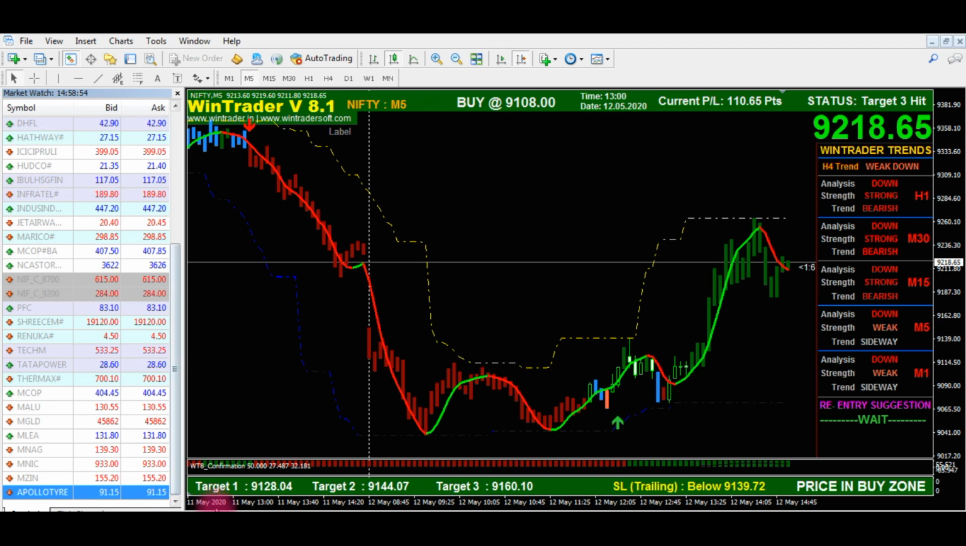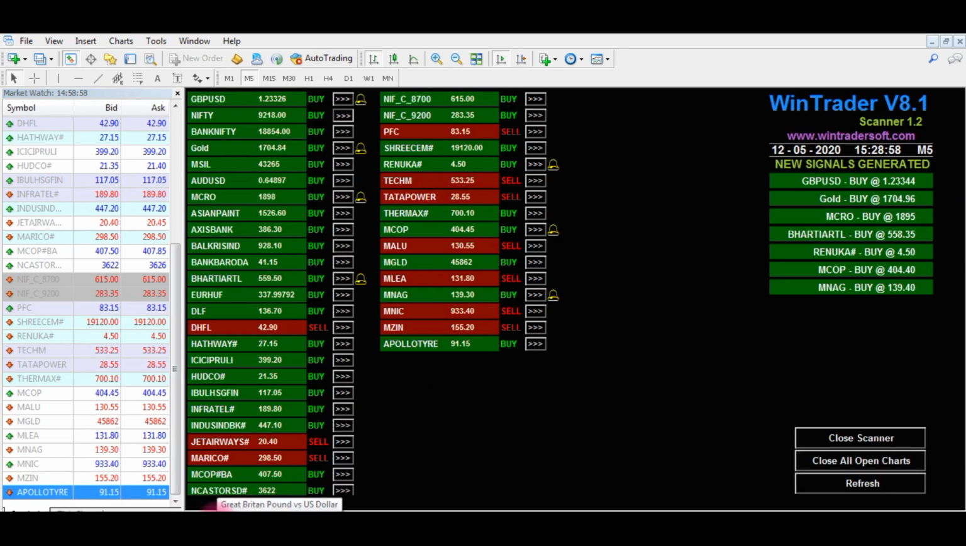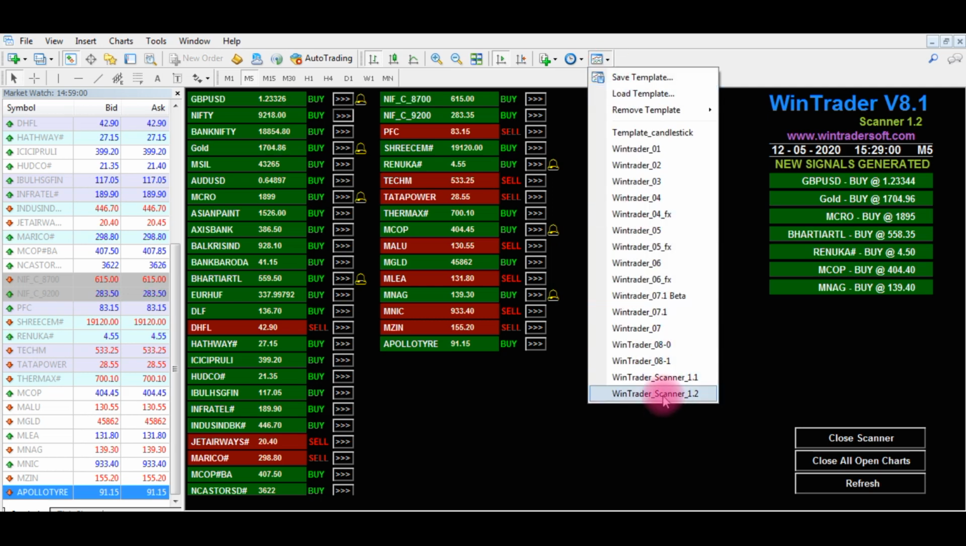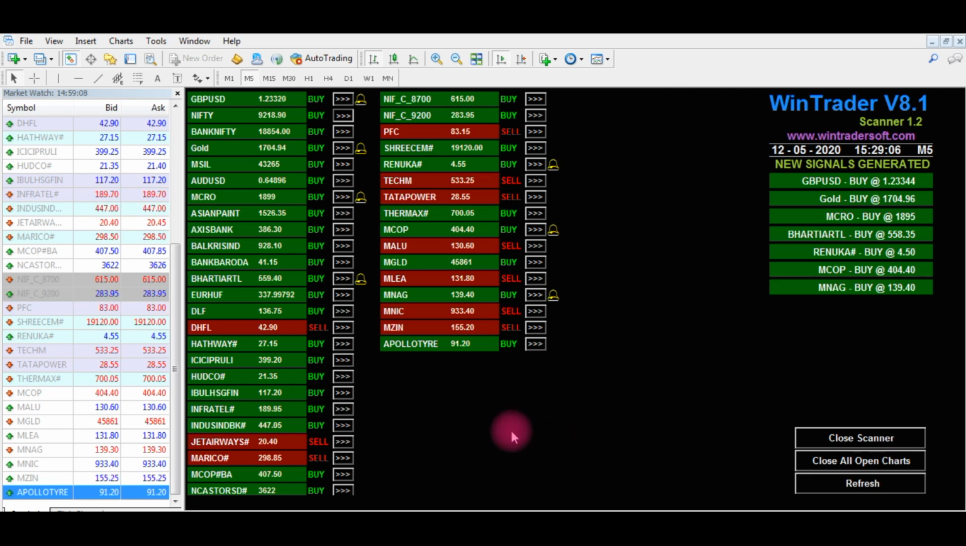One more advantage is that if you select the scripts in market watch, you can see them from the scanner. This is the scanner window, WinTrader Scanner 1.2, our template in the new version. The scanner's advantage is that you no need to open the old charts. You just select the scripts in market watch only, and from market watch it will scan. The scanner will help you scan and give you the result, which stock is in buy mode and which is in sell mode.